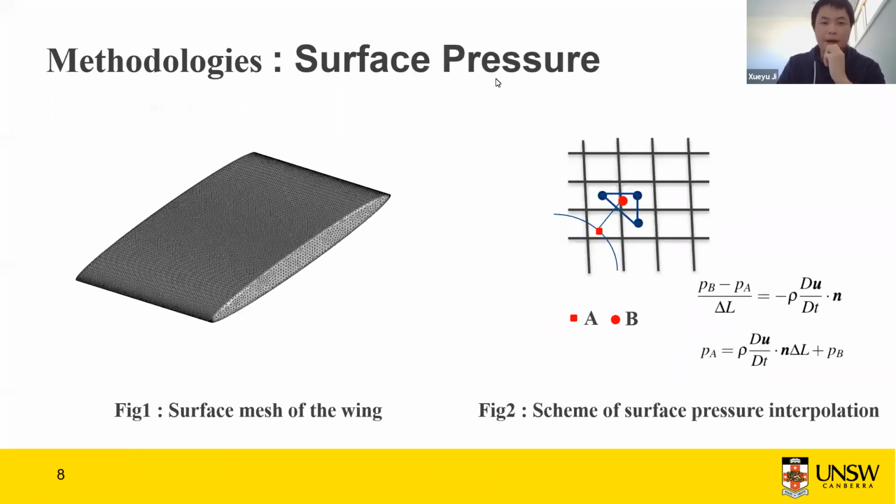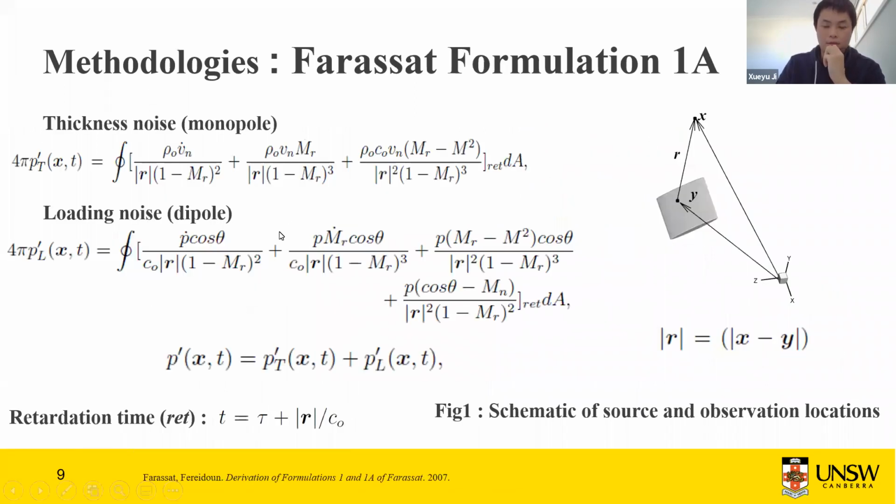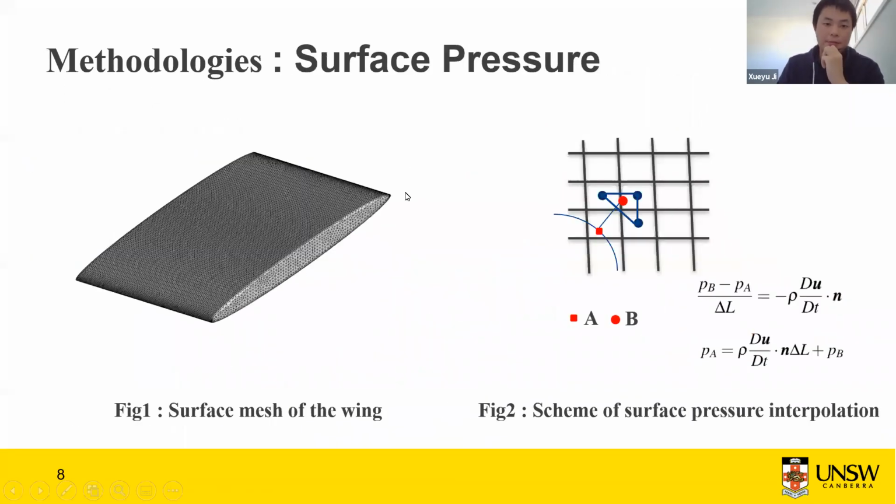And let's talk about the surface pressure. This picture I showed you before. Because we need to do the acoustic simulation, we need to know the surface pressure at the triangle center of the mesh. And because the triangle mesh does not coincide with the Cartesian mesh, we need to interpolate onto the surface mesh. Here I show you the scheme for surface pressure interpolation.